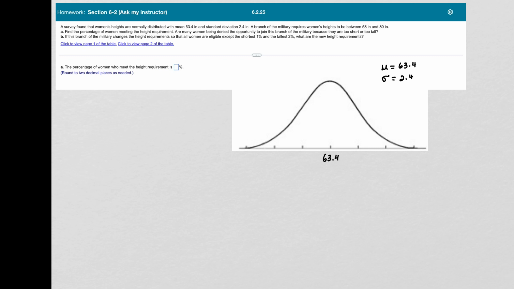A branch of the military requires women's heights to be between 58 inches and 80 inches. So I'm going to mark that on my distribution as well. So 58 inches is going to fall approximately here, and 80 inches is going to be way off the distribution. So I'm going to put it out here. It's really further out, but that's what I can fit on the screen there.